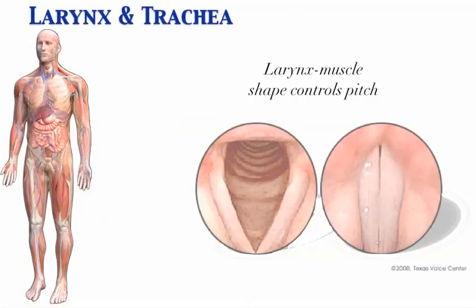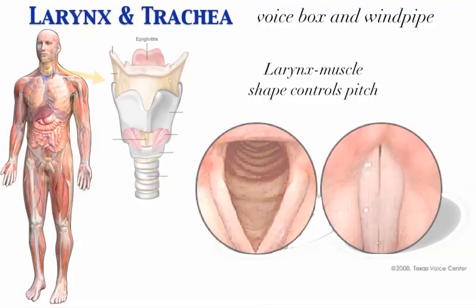The larynx and your trachea. The larynx is your voice box, and the trachea is the windpipe. We said the shape of the larynx controls the pitch. The picture on the left is when you're not talking, someone just breathing. As soon as you start talking, you close up the muscles. If you stretch them out really, really tight, you get a higher pitch, and if they are less stretched, you get a lower pitch. So we talked about voice a little bit, and that is a picture of your voice box.